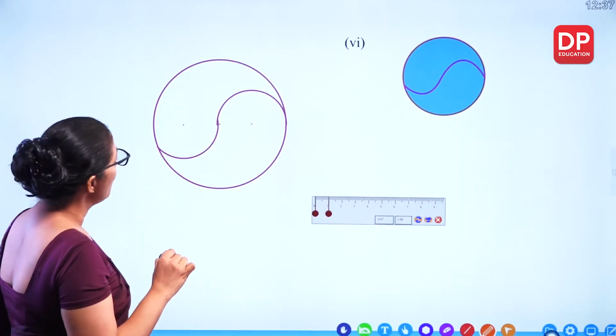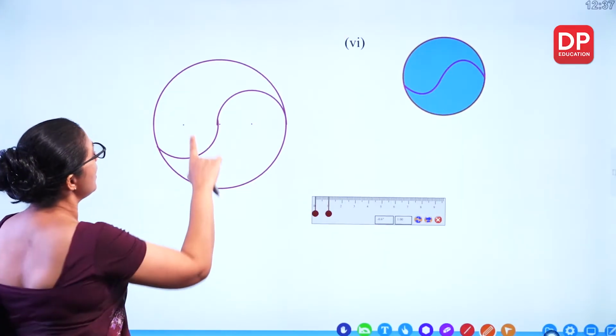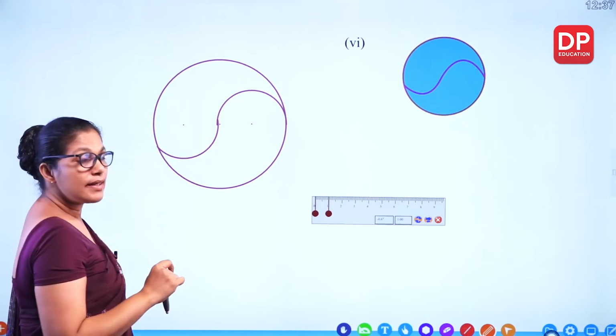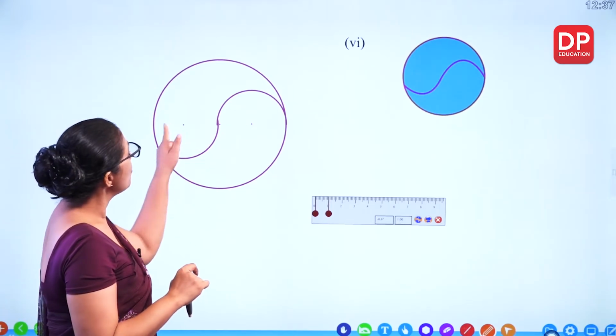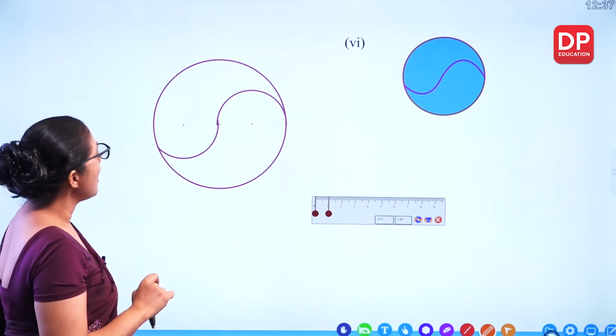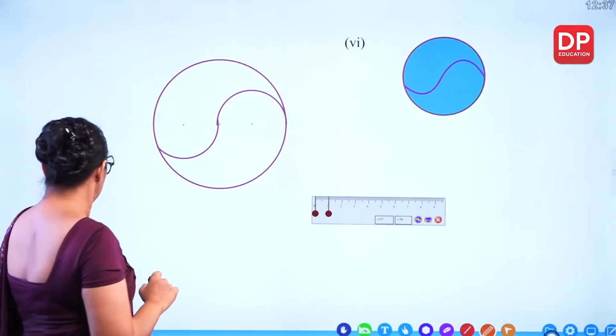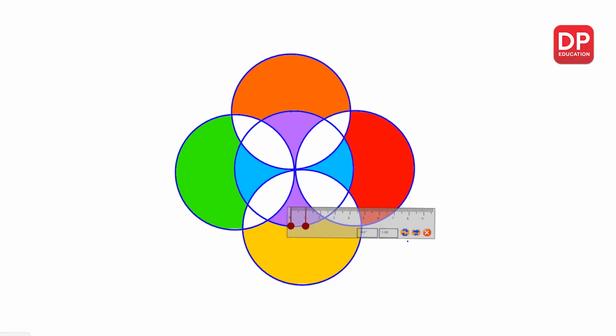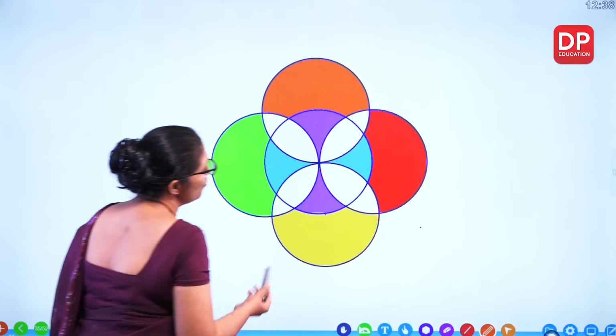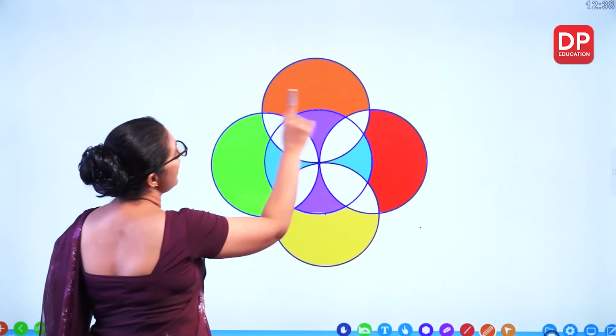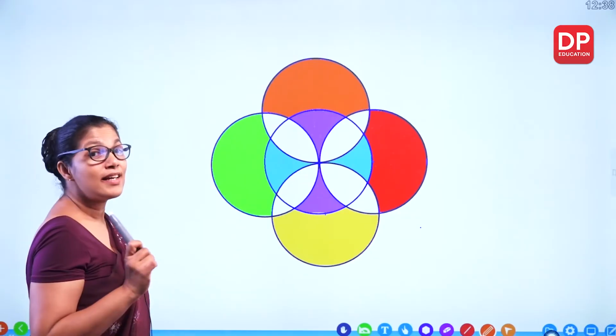Now you get this one and then you can color this. So you can erase these 2 points and color this. Now this is another design I created. So you can create any design you like with the compass.